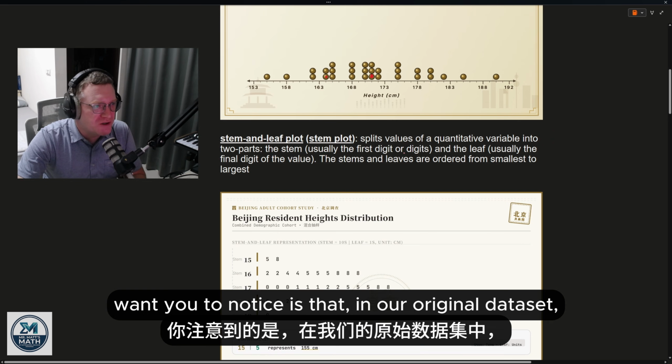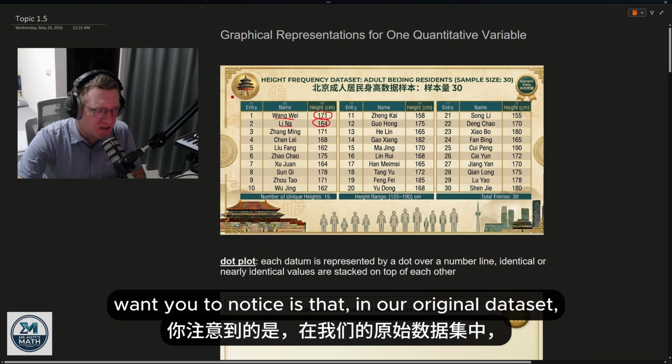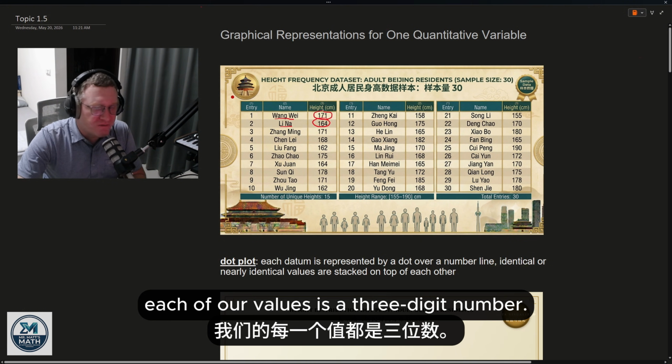Now, what I want you to notice is that in our original data set, each of our values is a 3-digit number.